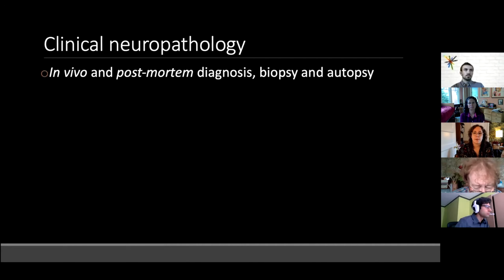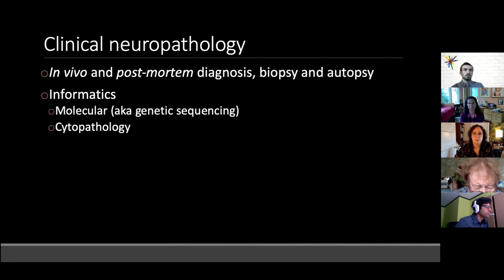So where informatics currently plays the largest role in neuropathology is in what is referred to as molecular informatics, or just genetic sequencing of tissue samples to provide causal or mechanistic insight, such as for tumor classification. This can also be used either to guide treatment decisions or to provide specific diagnostic refinement.